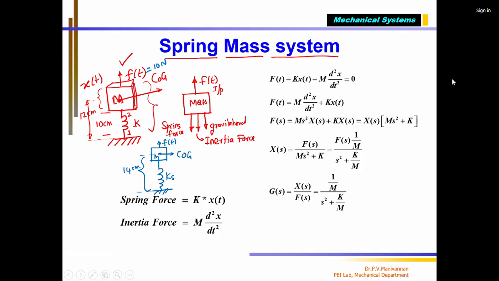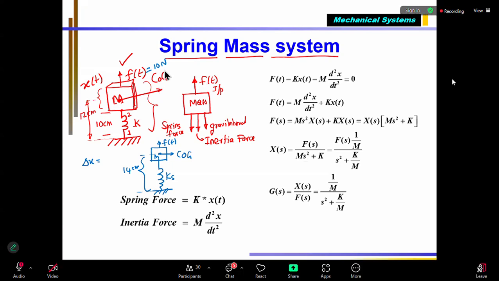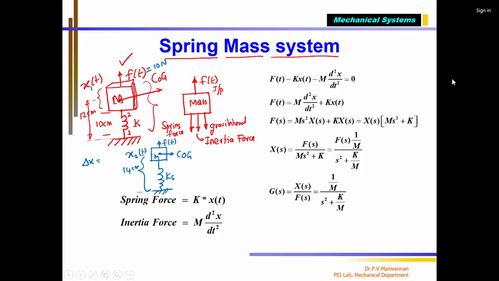That means delta X amount of position is increased from the previous position when there was no force. When the force of 10 Newton is applied, the mass has moved to a new position, which is 14 centimeter. I call that delta X. So I call this X2 of t, and the original position I call X1 of t.